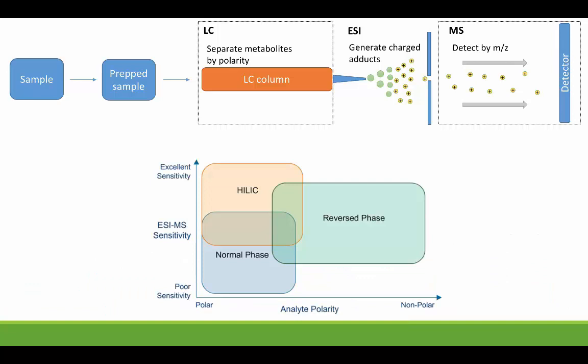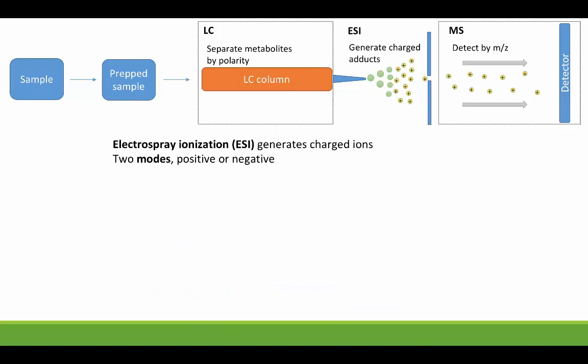You may wonder why we need different types of columns. The reasoning for this is that certain columns can better detect and characterize various different types of metabolites. So if you have two different chromatography approaches, it can really capture all of the metabolites that are in your sample. The next important step in this process is what is known as electrospray ionization.